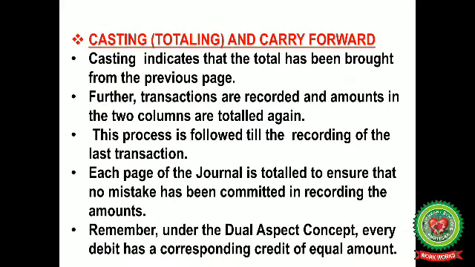Casting indicates that the total has been brought from the previous page. Further, transactions are recorded and amounts in the 2 columns are totaled again. This process is followed till the recording of the last transaction is done. Each page of the journal is totaled to ensure that no mistake has been committed in recording the amounts. Remember, under the dual aspect concept, every debit should have a corresponding credit of equal amount.